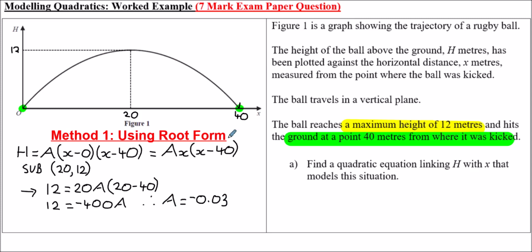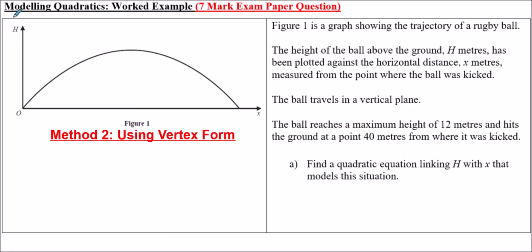We can now substitute this value of A back into this equation here to work out the full simplified equation for h. So therefore, h equals A, which is minus 0.03, x, brackets x minus 40. That is the equation of this quadratic that maps h and x together.